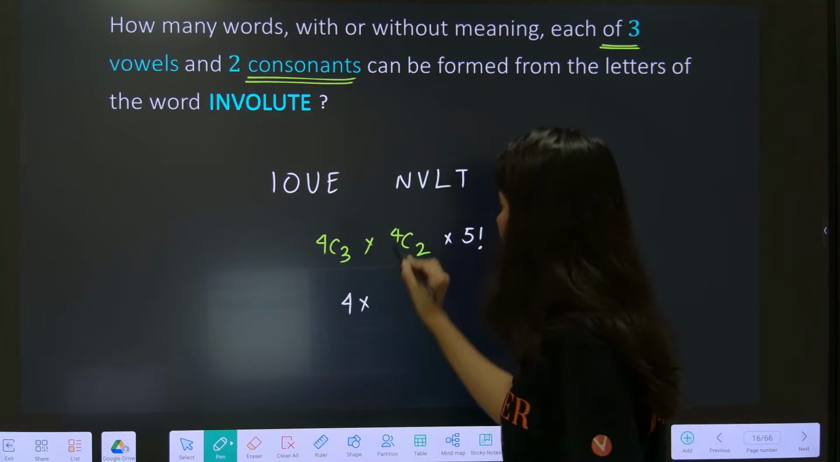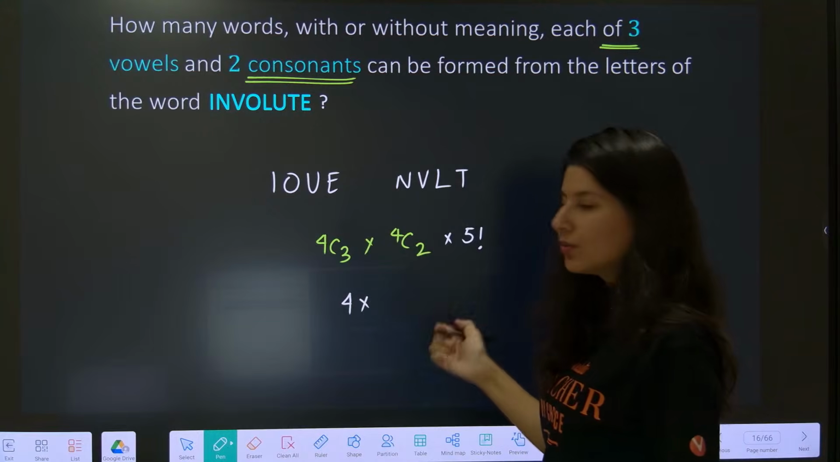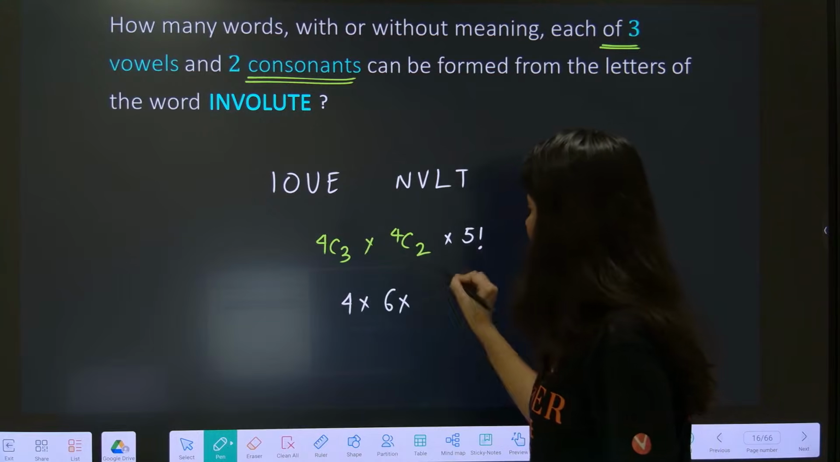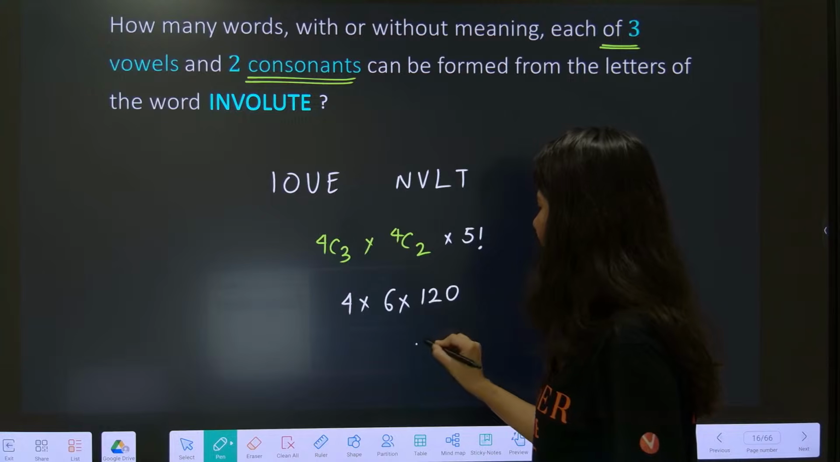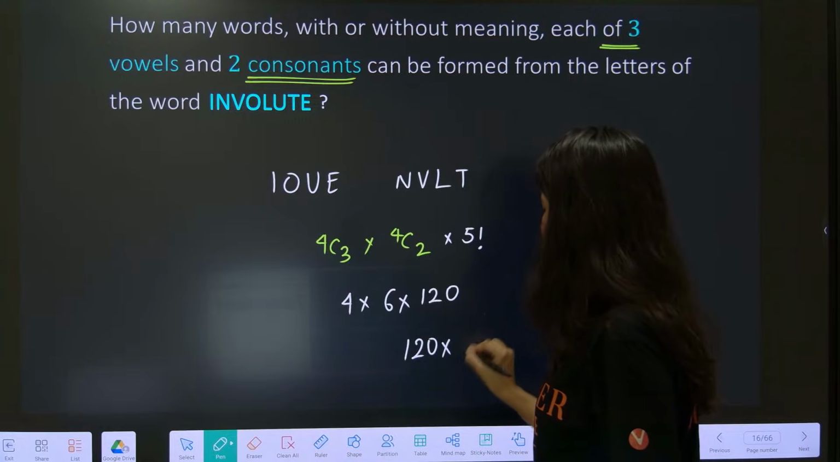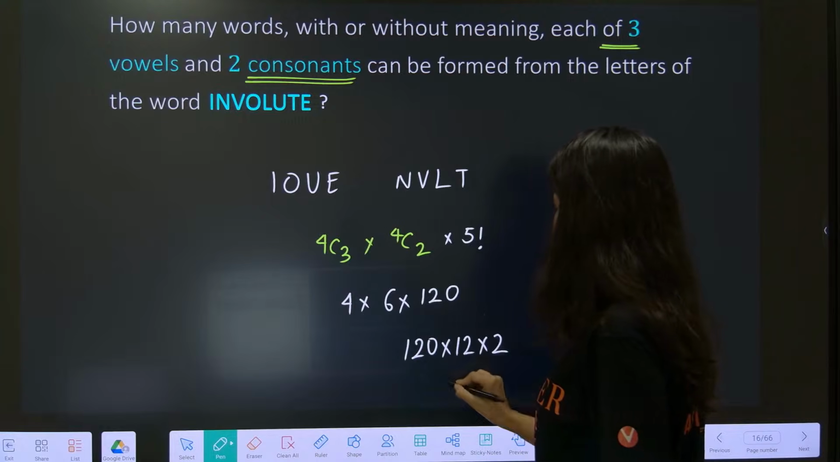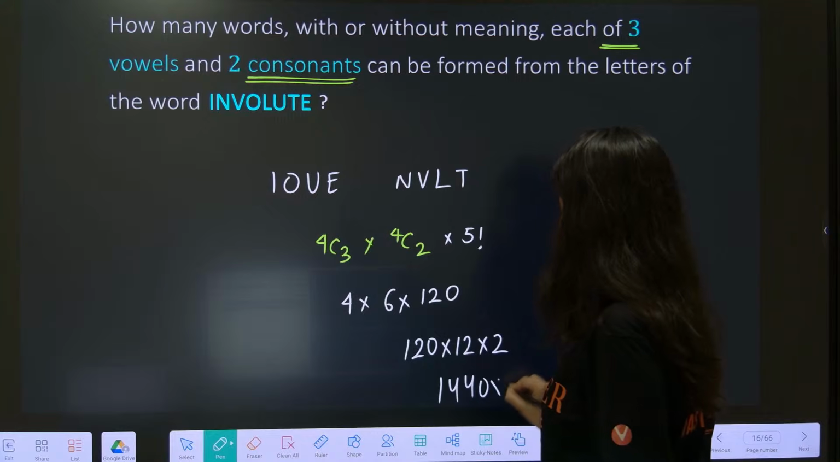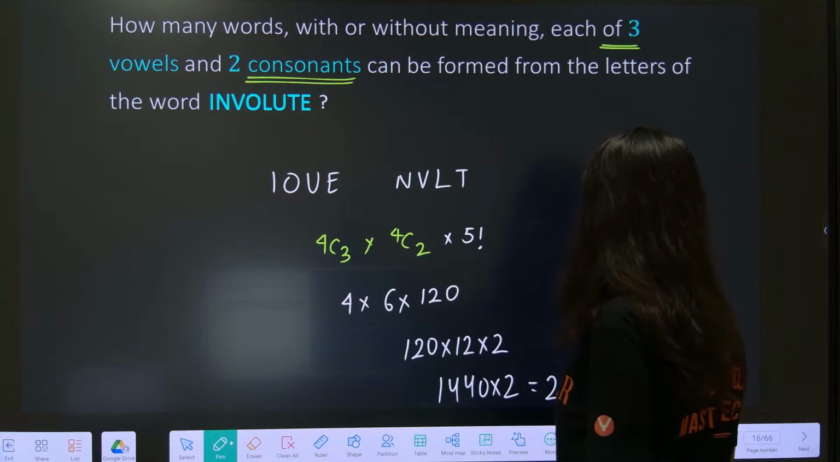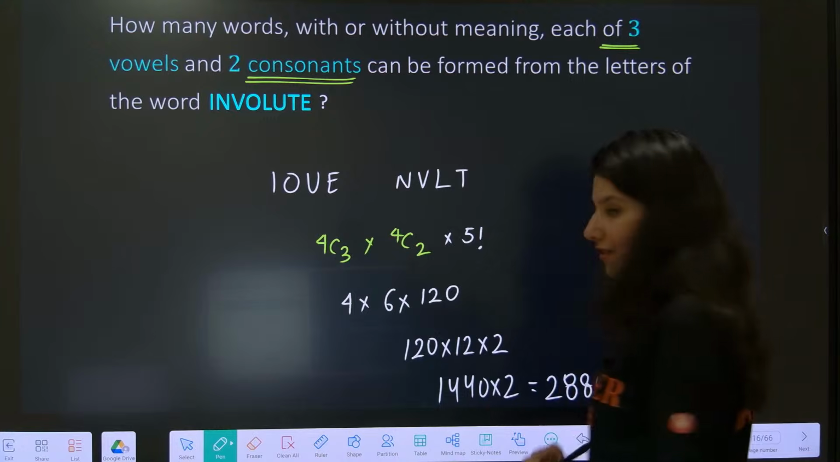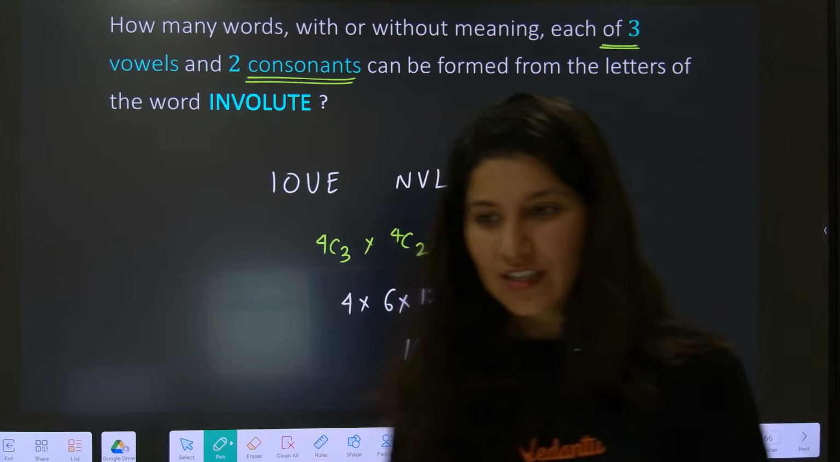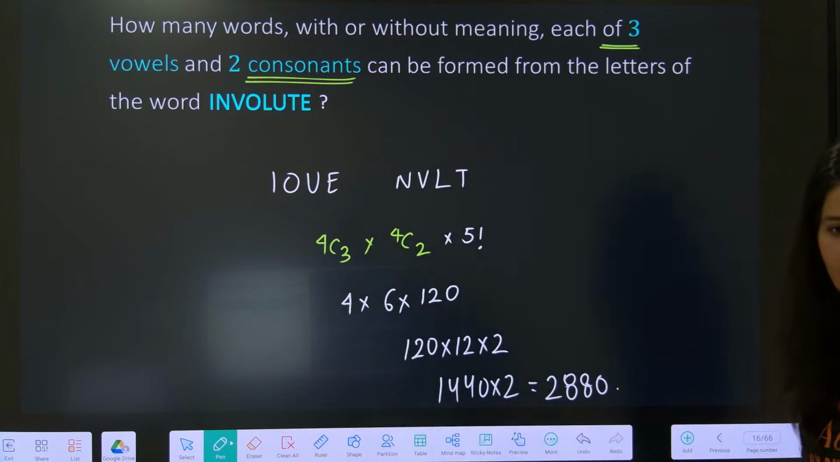4C3 is 4. 4C2 is what? 4 into 3 by 2, so this is 6. And 5 factorial is 120. So 12 into 12 into 2. 1440 into 2, which is equal to 2880. 2880 is the answer. Yes? Okie dokie. Everybody getting it?